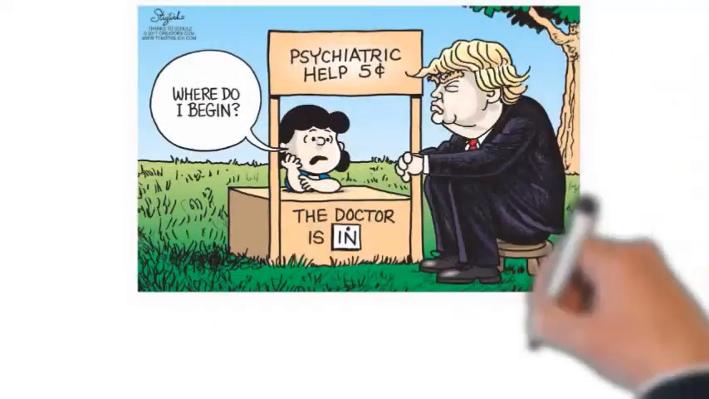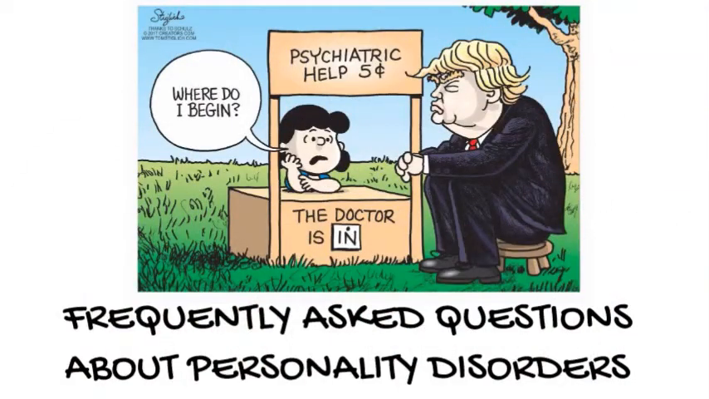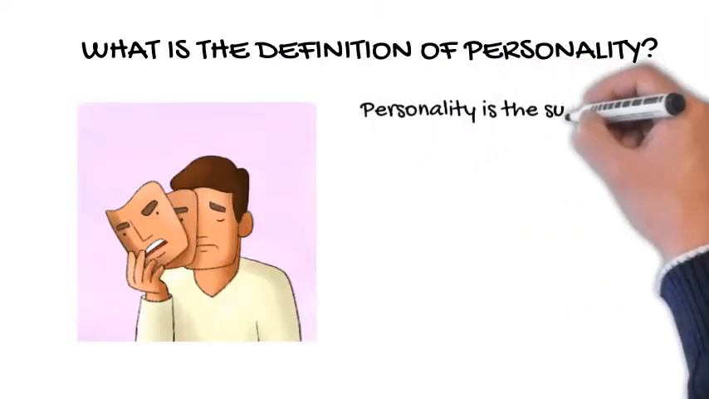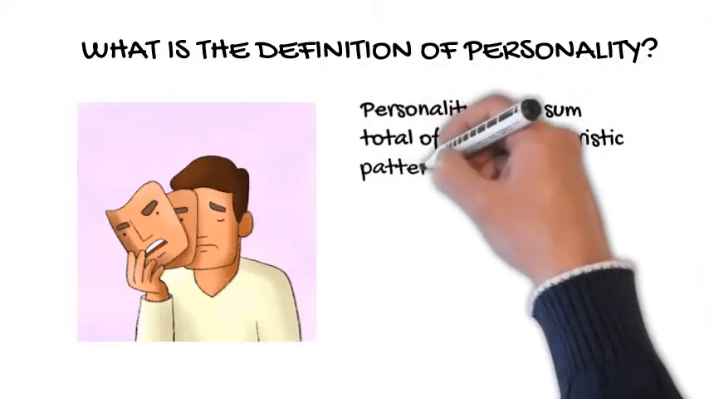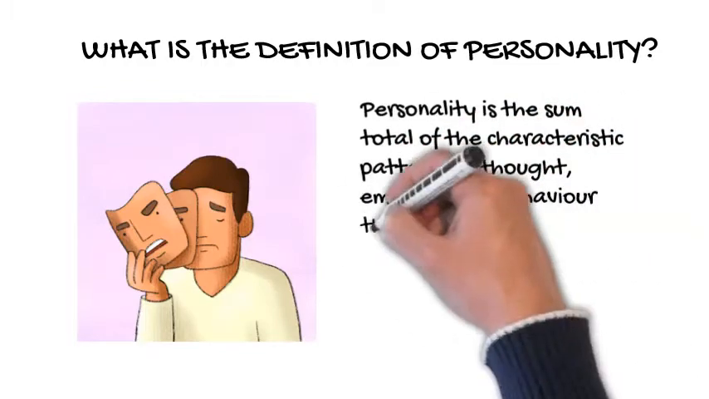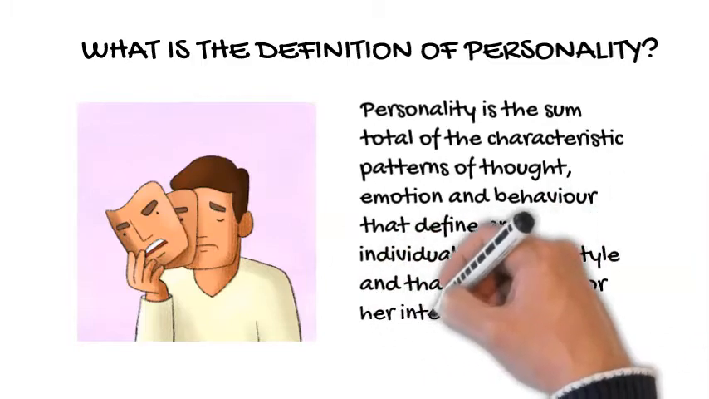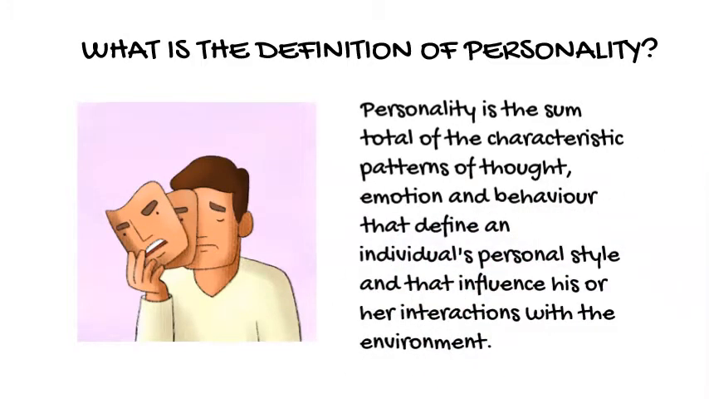Frequently asked questions about personality disorders. What is the definition of personality? Personality is the sum total of the characteristic patterns of thought, emotion and behavior that define an individual's personal style and that influence his or her interactions with the environment.